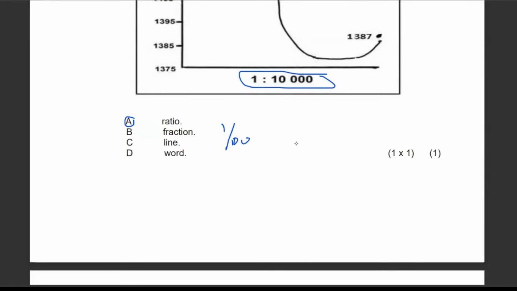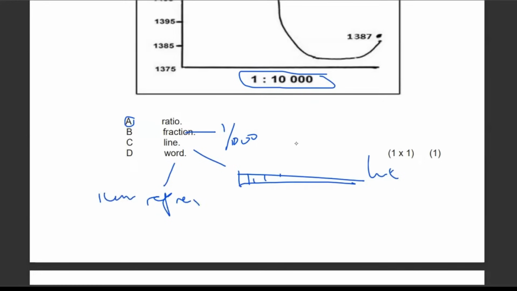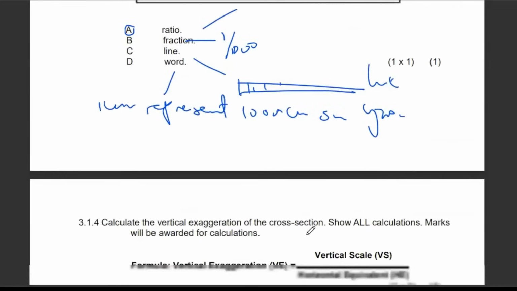When the scale is given as a fraction, it's like 1 over 10,000. A line scale will be given as a line with some graduations. This is a line scale. Then a word scale. It will be presented in words. 1 centimeter on the map represents 10,000 centimeters on the ground. That is a word scale. So this one is a ratio. When figures are expressed one is to the other, that is a ratio scale.